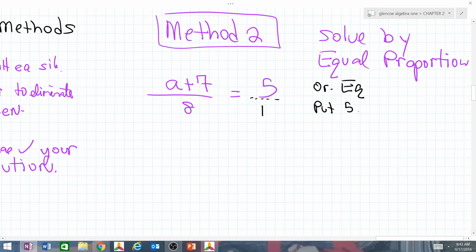I put 5 over 1 to make it a fraction. Does that make sense? Okay, good.